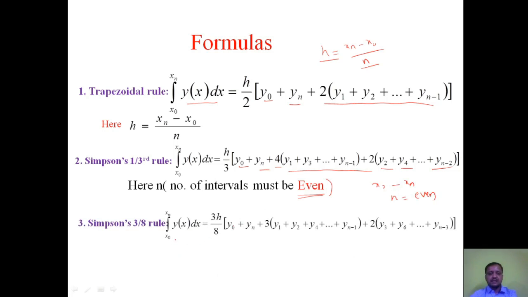In the 3/8 rule, it is 3h by 8 times first term plus last term, which is common in every formula. Then 2 into the indices that are multiples of 3, plus 3 into the remaining terms. Here the restriction is that the number of intervals must be a multiple of 3, and only then is this formula applicable.